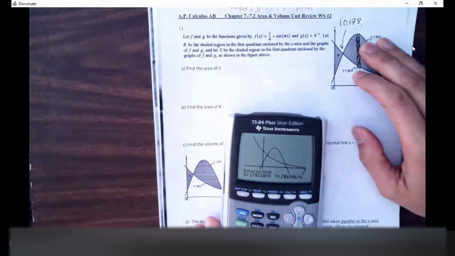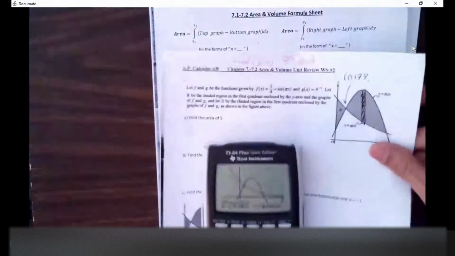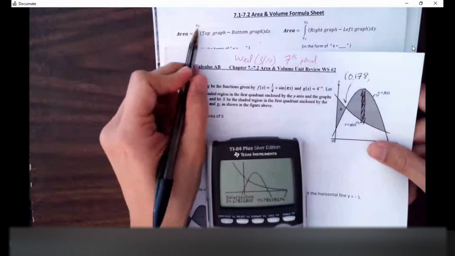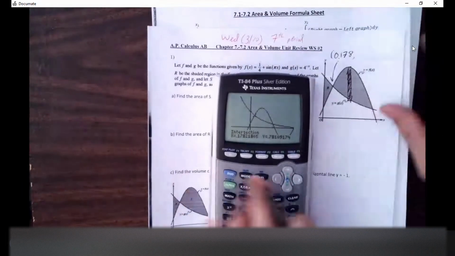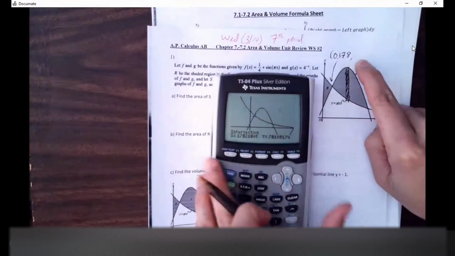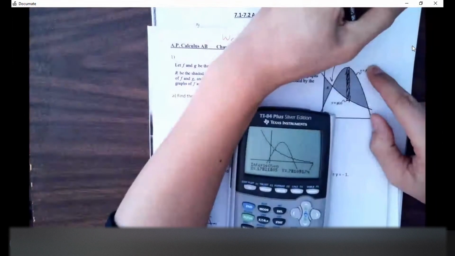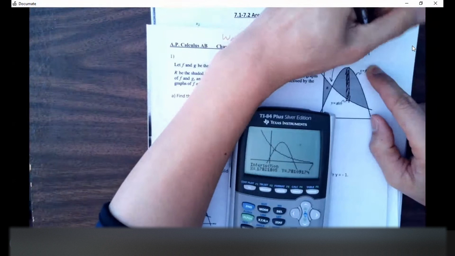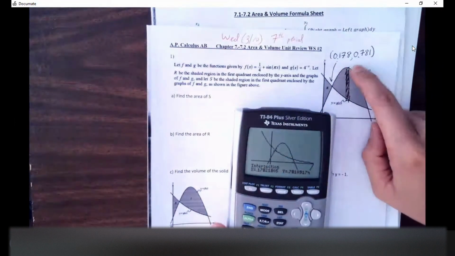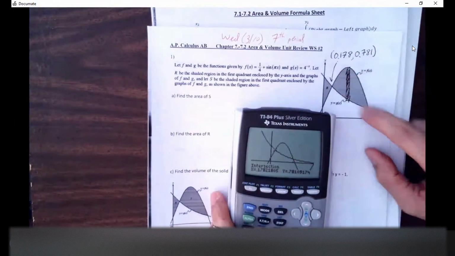I only need the X value because we are just doing top minus bottom. We have the X value already, but the Y value, I'll just go ahead and put that down in case we need it later on. Doesn't hurt just to have it in case. All right, so I have my X and Y value for my intersection.